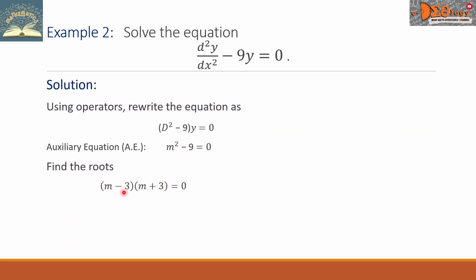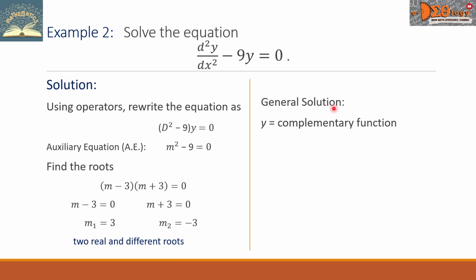Let us find the roots by factoring. So we have m minus 3 times m plus 3 equals 0. We equate each factor to 0. So we have m minus 3 equals 0 and m plus 3 equals 0. Therefore, m sub 1 equals positive 3 and m sub 2 equals negative 3. So we have here two real and different roots.